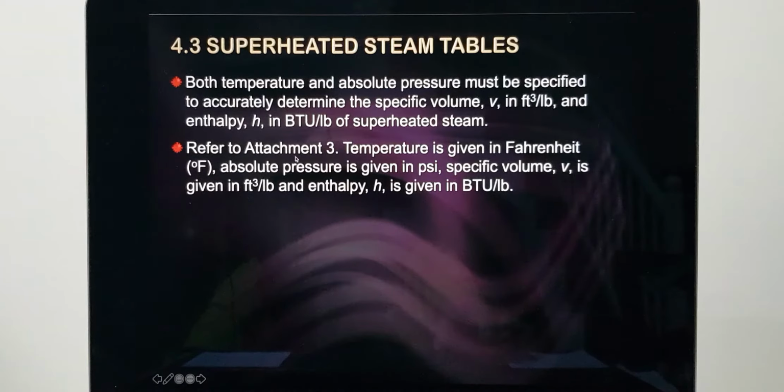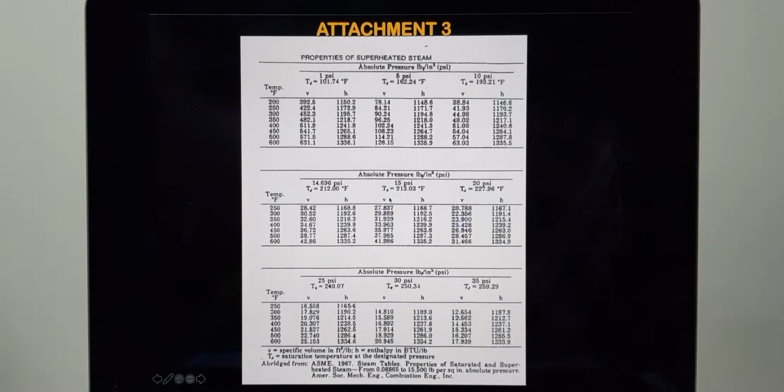Now we move on to attachment 3, which is specifically meant for the superheated steam table. Temperature is given in Fahrenheit, the pressure is given in psi, specific volume is given in cubic feet per pound, and the enthalpy is in BTU per pound. In attachment 3, you have three sets of tables: the top table 1, the middle table 2, and the bottom table 3.